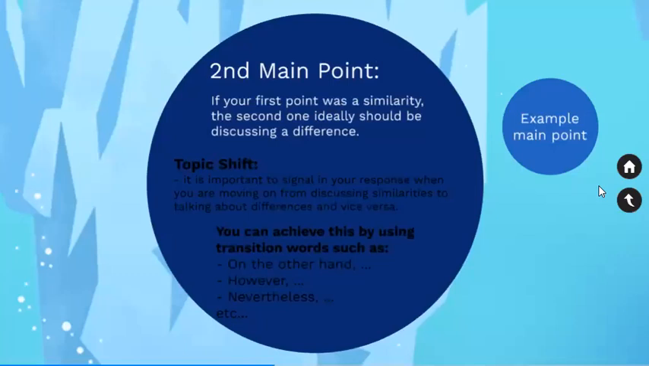So whenever you start going from similarities to differences or from differences to similarities, you need something called a topic shift. This is a transition word that signals to your examiner that you're going to move on in your answer and talk about the other side of the answer. So if you talked about similarities, it signals that you will move on to talk about differences. Some transition words to do this are, on the other hand, however, nevertheless, and there's more, but these are just a few.